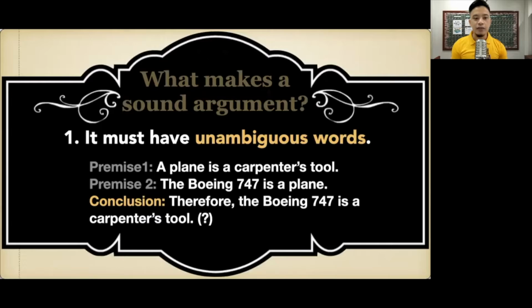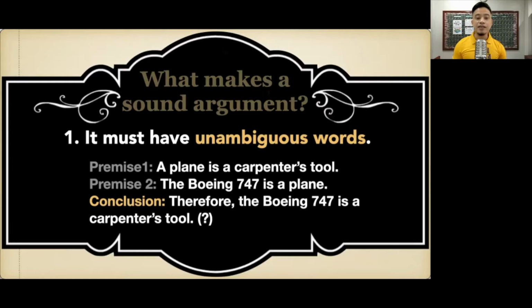Take a look at this argument. Premise 1, a plane is a carpenter's tool. Premise 2, the Boeing 747 is a plane. Conclusion, therefore, the Boeing 747 is a carpenter's tool. Does that sound right? Of course not.